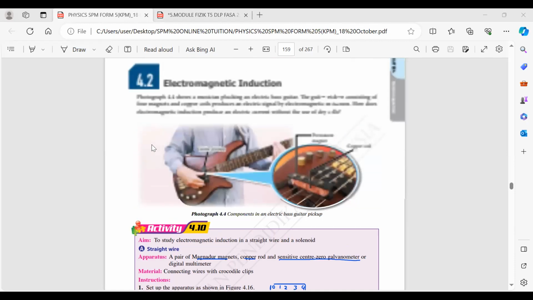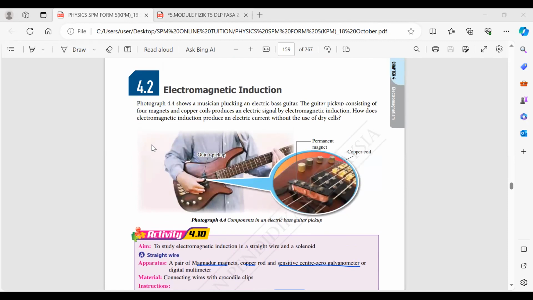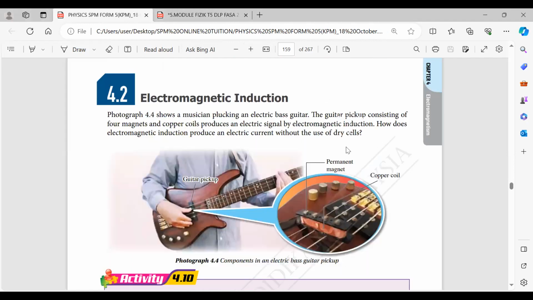Okay, let's continue with electromagnetic induction. I hope you got some understanding of what we have discussed. For the magnetic effect, as I mentioned earlier, it is a situation whereby a force is experienced by a conductor due to a magnetic field that is induced around the conductor. When a conductor is placed in a magnetic field, it can be due to the permanent magnet, or due to a conductor which carries current. There will be a magnetic field induced around.